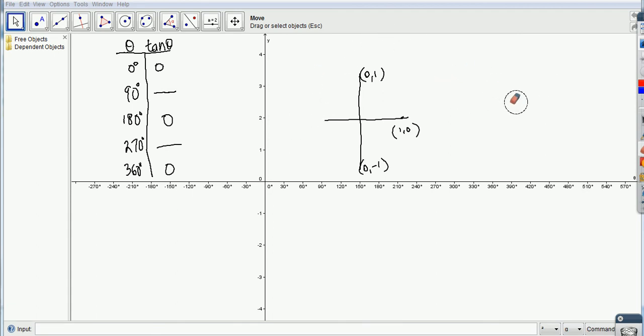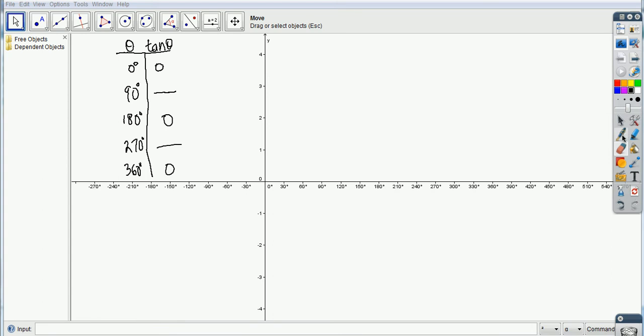Alrighty. Just so I can have some room, I'll keep the X and Y chart up there. Missed the spot. Where at? Just kidding. Alright, here we go. So I'm going to do this in red.